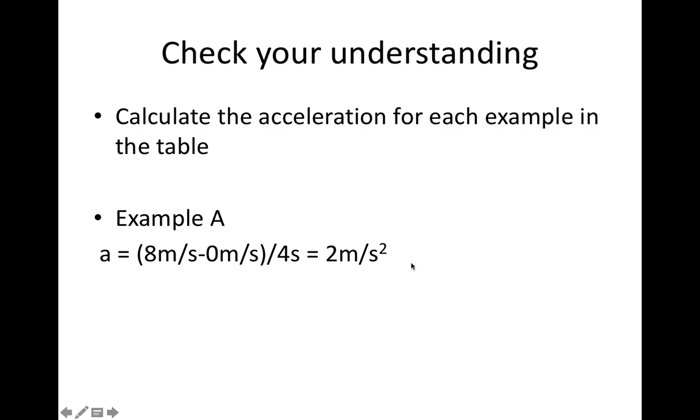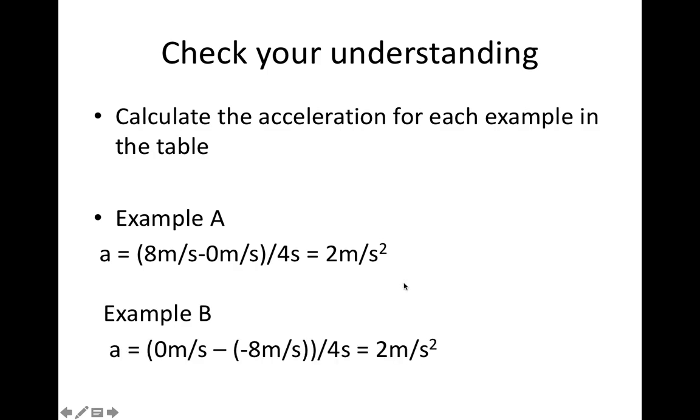Okay, here's the calculation. For example A, the acceleration is v final, 8 meters per second, minus v initial, 0 meters per second, divided by 4 seconds, which equals 2 meters per second squared. And example B, the acceleration is 0 meters per second minus negative 8 meters per second, divided by 4 seconds, which equals 2 meters per second squared. So the acceleration in both cases is actually exactly the same.